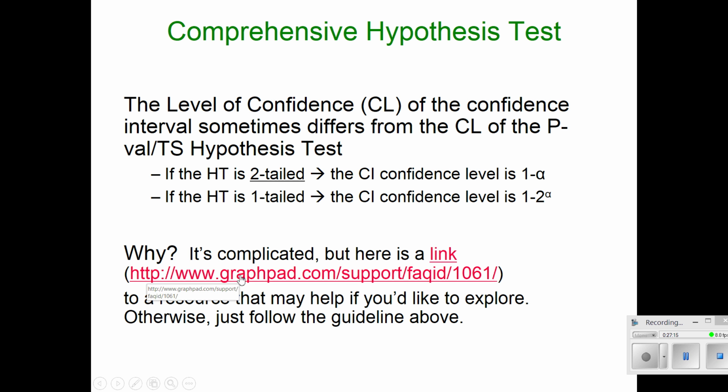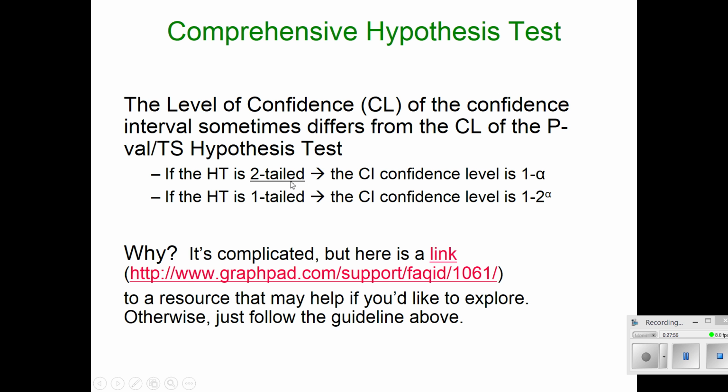The confidence level of the confidence interval sometimes differs from the confidence level of the hypothesis test. I've alluded to this in the past when I introduced confidence intervals and told you that they're always two-tailed, but our hypothesis test, which we will get to in the future, and here we are now, will sometimes differ. But we will always use confidence intervals two-tailed no matter what. So if the hypothesis test is two-tailed, of course the confidence interval is two-tailed because it always is. If the hypothesis test is one-tailed, it doesn't matter for the confidence interval. The confidence interval will remain two-tailed.